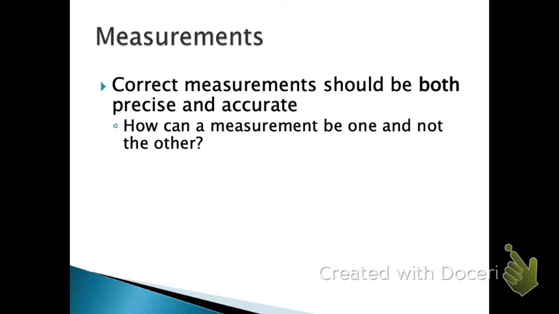All right. So let's talk about a real lab setting. In a real lab setting, how could I have measurements that are precise but not accurate? What would cause me to have measurements that are precise but not accurate? I want you to think about this in a lab setting. How could my measurements be precise but not accurate?